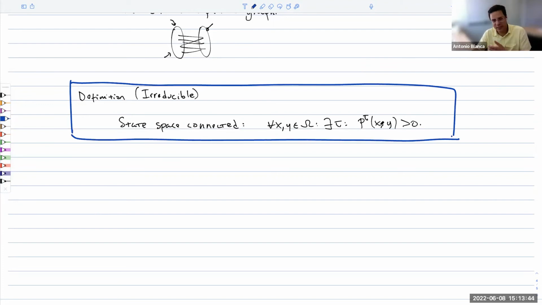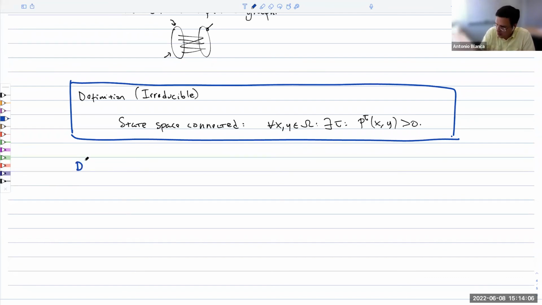So if you start from x, there is going to be some time after which you have some chance of getting to y, to any other y. And this needs to hold pairwise. Essentially, if you look at the representation as a weighted graph that we were considering, it means that you can follow the arrows and go from anywhere to anywhere. That's what irreducible means.